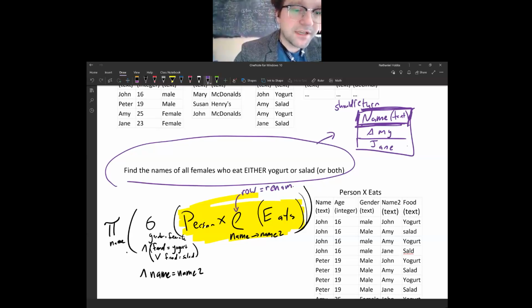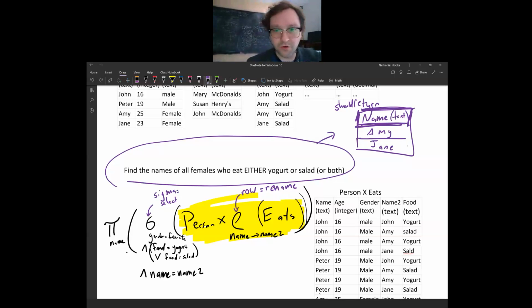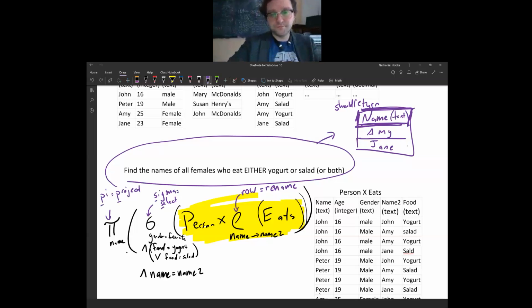So here we have sigma, S sigma for select. Here, for a rename operation, it uses the Greek letter R, which is a rho. You can also just call it R if you like, or this P, pi, for project. So the first letters are supposed to be the same. That's why they're chosen.